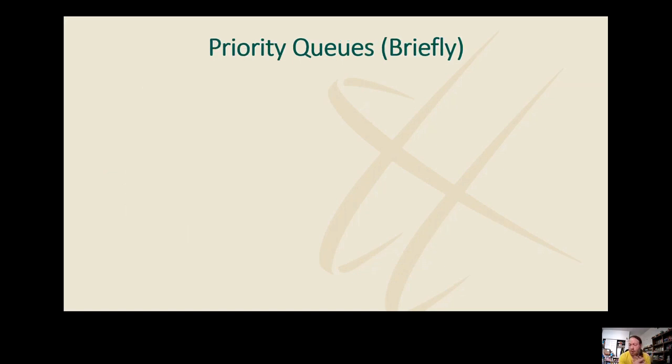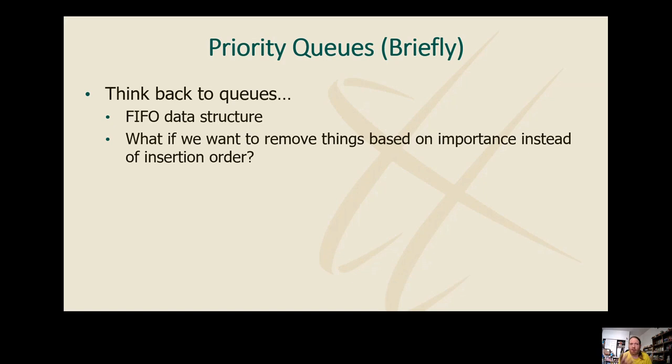So let's talk about priority queues briefly. If we think back to queues, queues are a FIFO data structure. The order of output is determined by the order of input. And that's useful for a lot of things, right? But it's not always useful. What if we want to remove things based on importance instead of the order in which they were inserted? And this happens all the time.